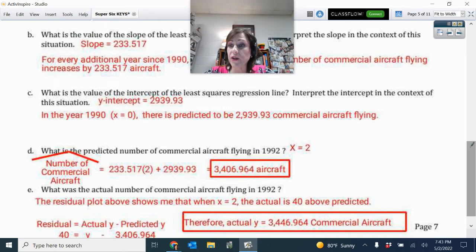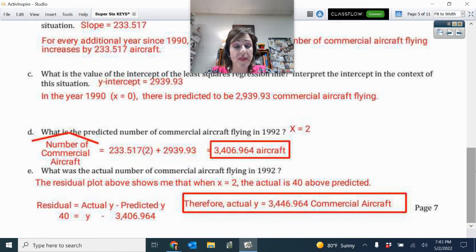And then, of course, using that prediction equation, we predict the number of aircraft in 1992, which means that x value is 2. So I plugged that in, and there we have the predicted aircraft value. Remember, we're keeping straight predicted versus what actually occurred.